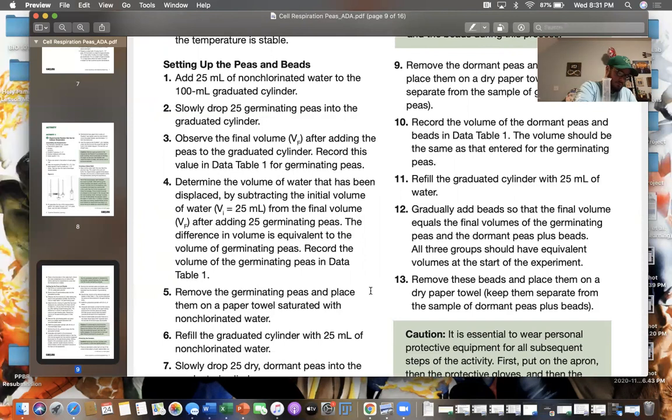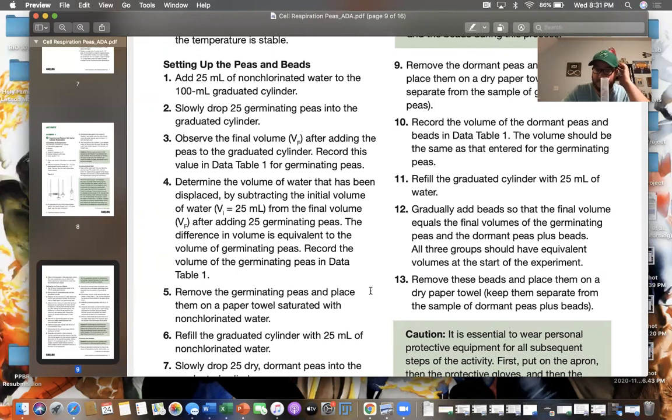25. 1, 2, 3, 4, 5. 10. 15. 20. Okay. Put the rest of them off to the side.